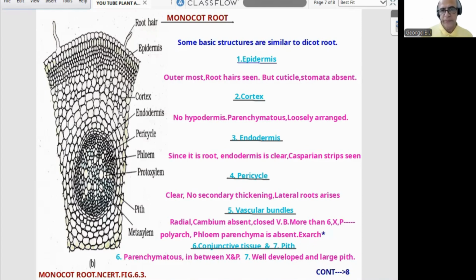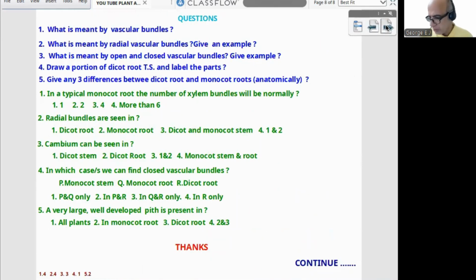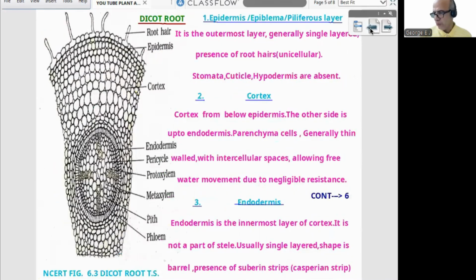It is a popular question: well developed and large pith can be seen in monocot. Then after that, you can find 5 theory questions and 5 NEET model questions with the key. So that is the 4th episode of anatomy of flowering plants.